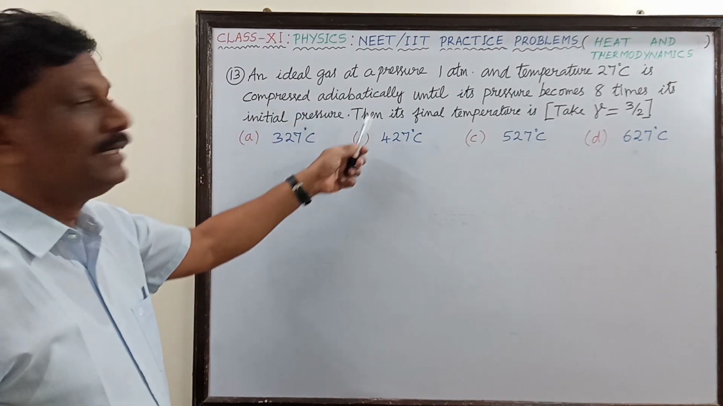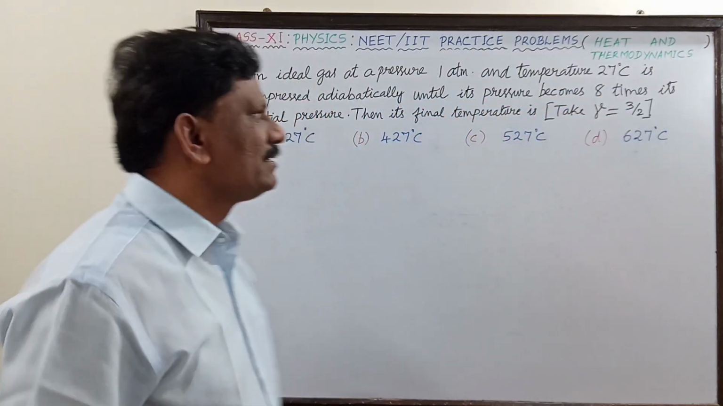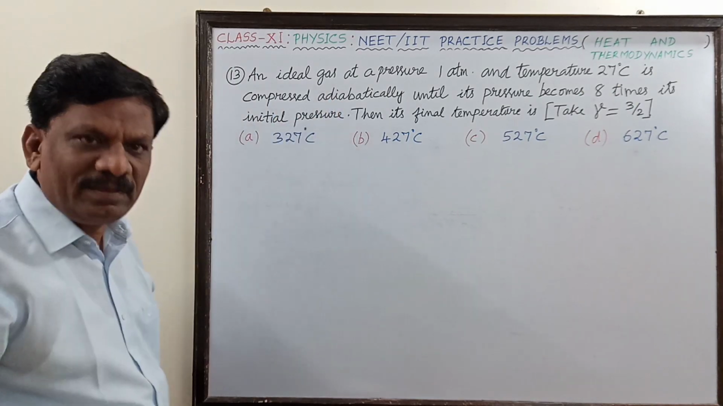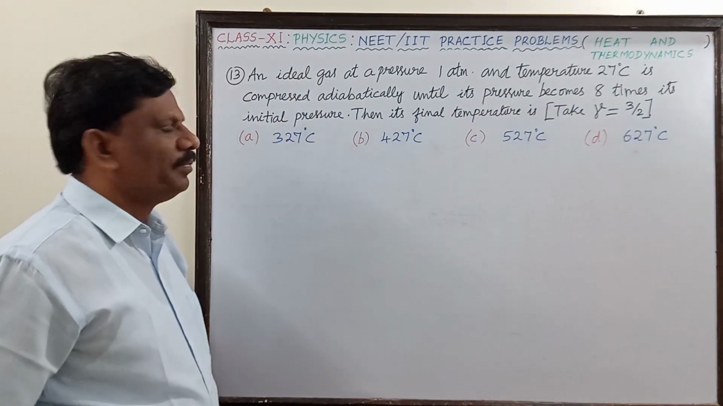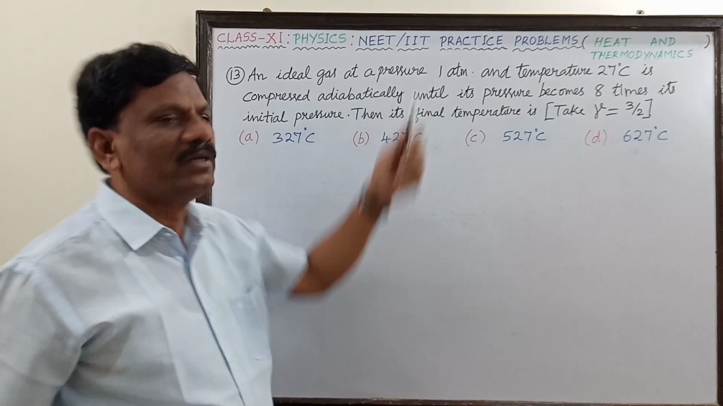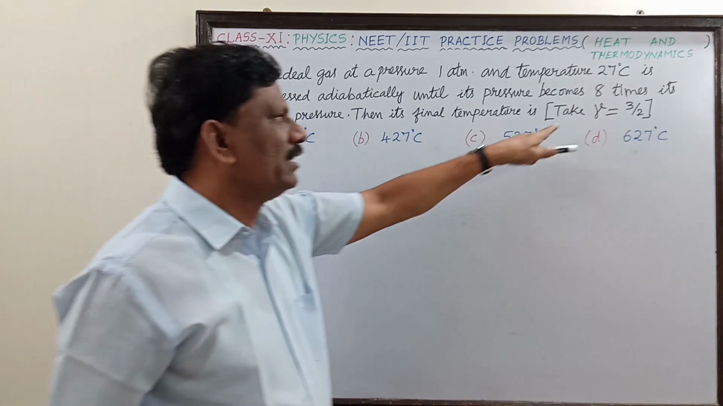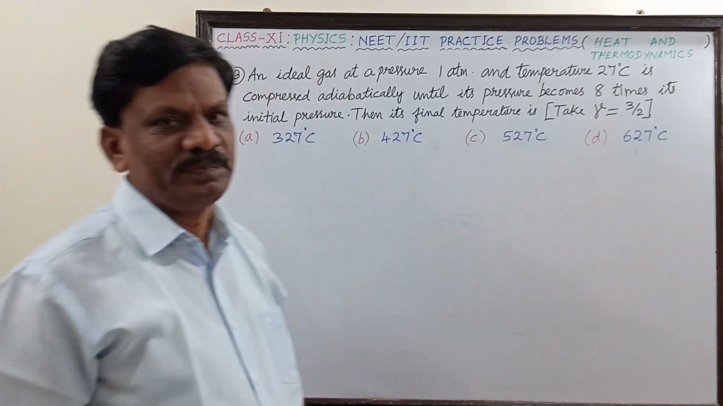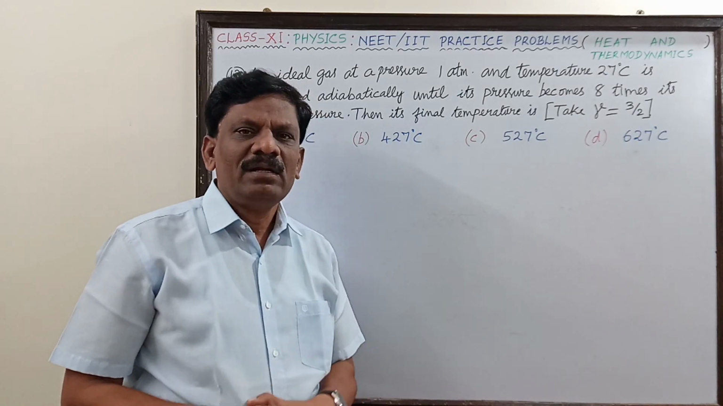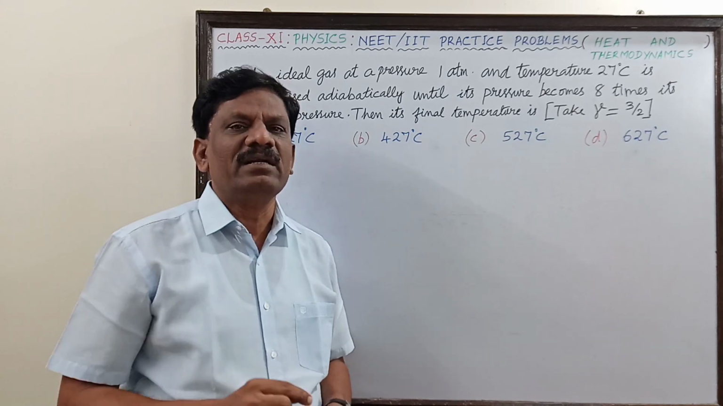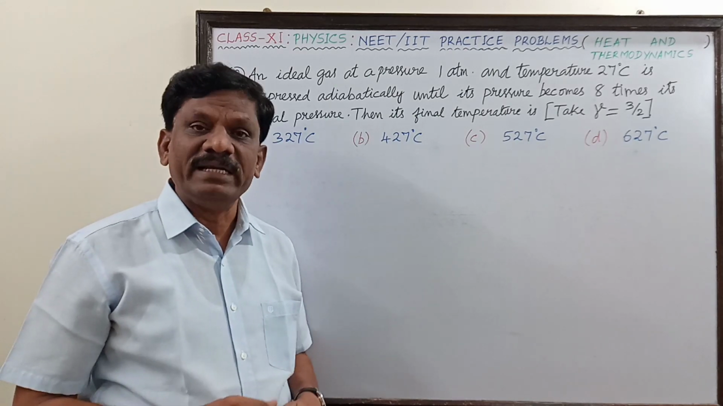An ideal gas at a pressure of 1 atmosphere and temperature 27 degrees Celsius is compressed adiabatically until its pressure becomes 8 times its initial pressure. So the final pressure must be equal to 8 atmosphere. Then its final temperature has to be determined, given the value of gamma is equal to 3/2. Though this type of problem appears to be very simple, the mathematical calculation is a little different from our usual calculation. So you have to practice this type of problem many times.